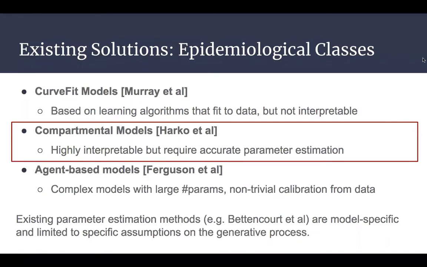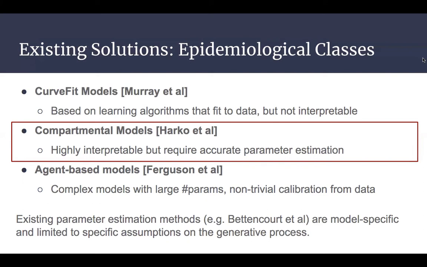Before getting to our proposed solution, let's quickly take a look at some of the existing models. As you can imagine, there are a multitude of forecasting models out there. All of these models largely fall into three broad buckets. The first set is the curve fit models, which is just another name for simple machine learning based forecasting models. These are based on learning algorithms that fit to data, but they are often not very interpretable. So there's a big risk of going wrong if the data is bad.